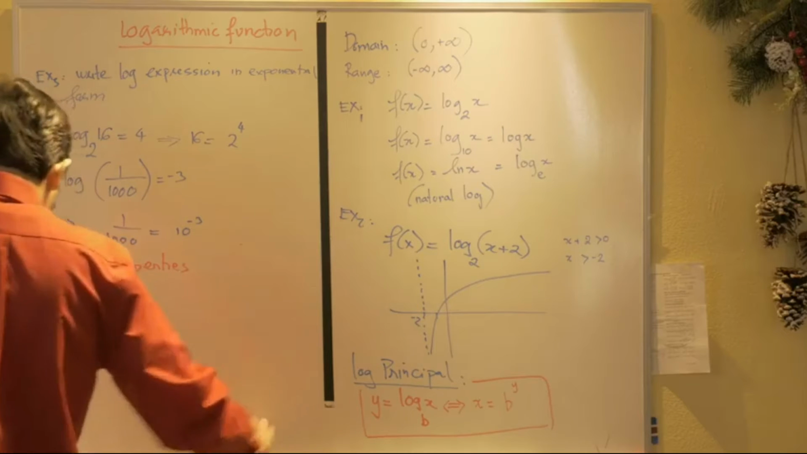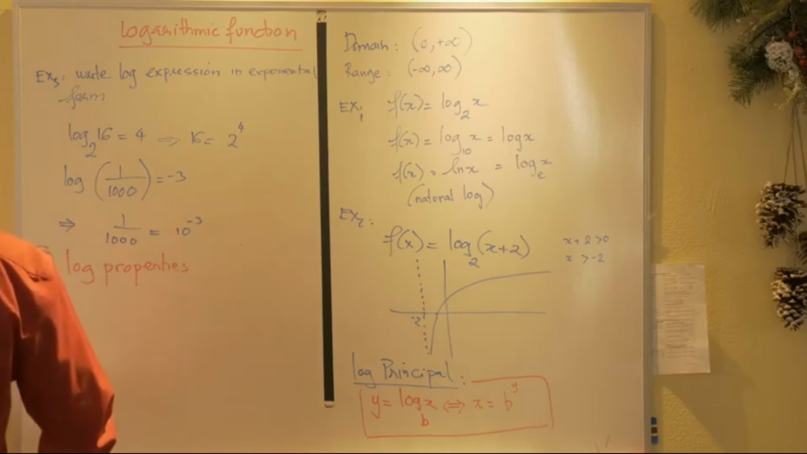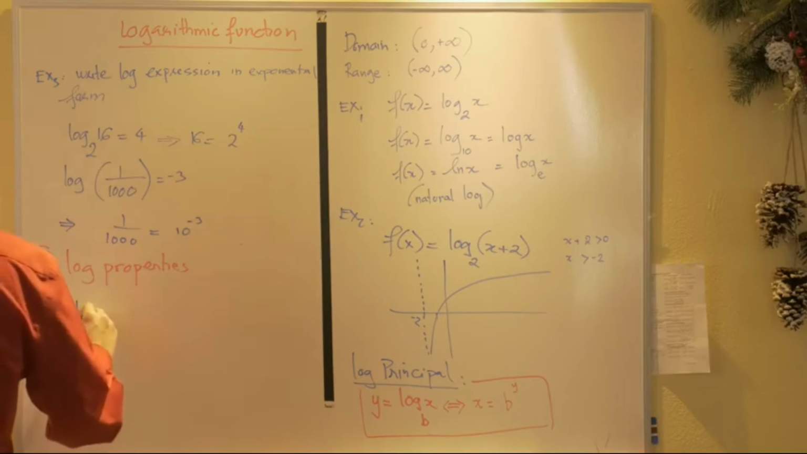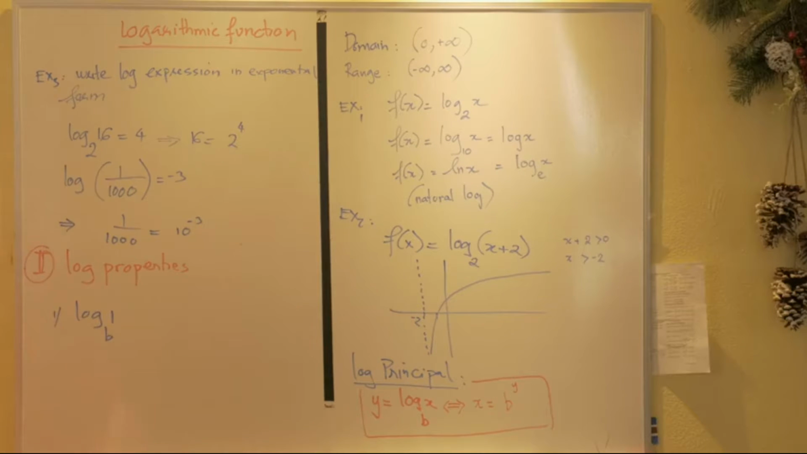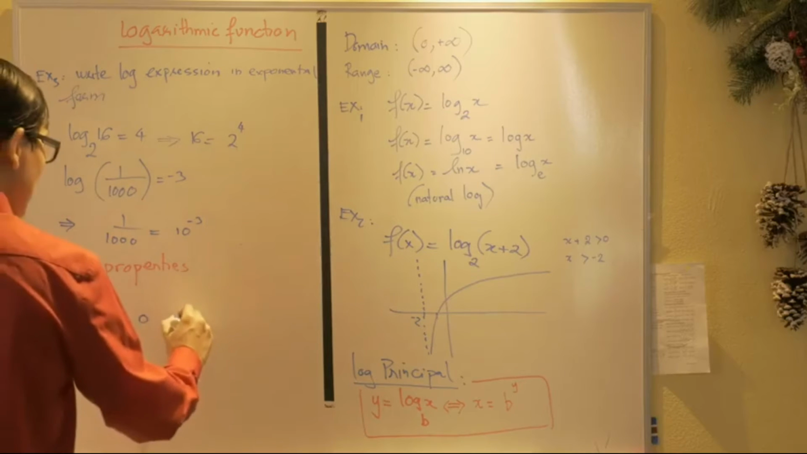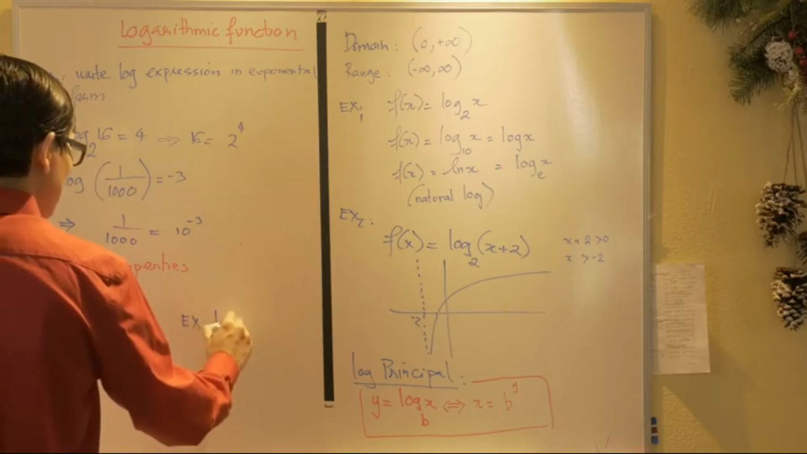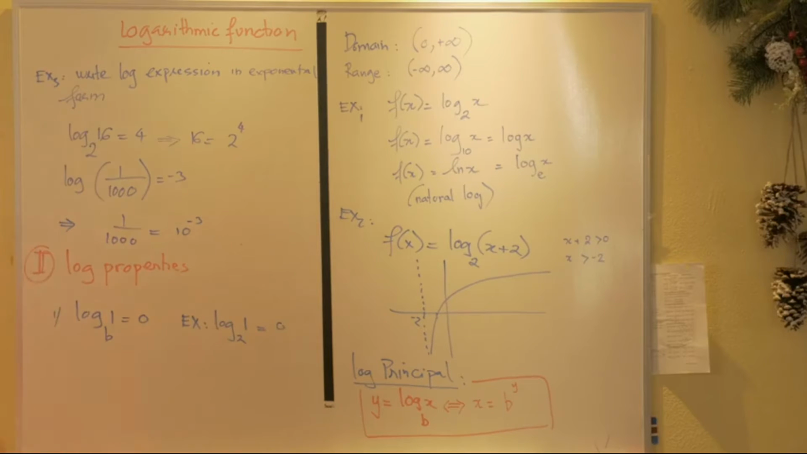Log properties. There are some properties you have to memorize. The first property: log base b of 1 equals 0. For example, log base 2 of 1 is 0. 1 is the argument, 2 is the base. That's one of the important properties for log.